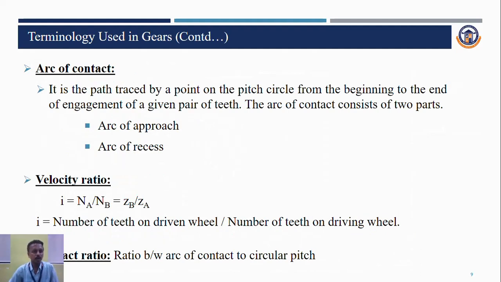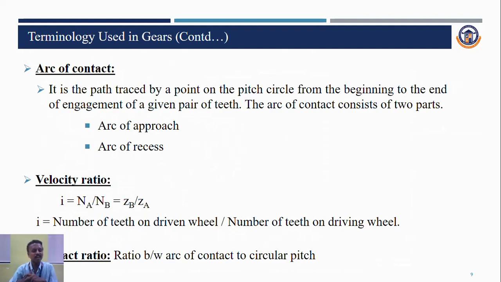Next important terminology is arc of contact. It is the path traced by a point on the pitch circle from the beginning to the end of engagement of a given pair of teeth is called as arc of contact. The arc of contact consists of two parts. One will be a arc of approach, another one will be a arc of recess.